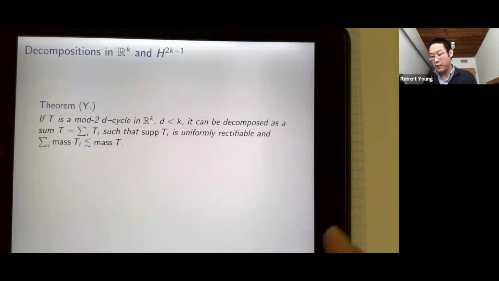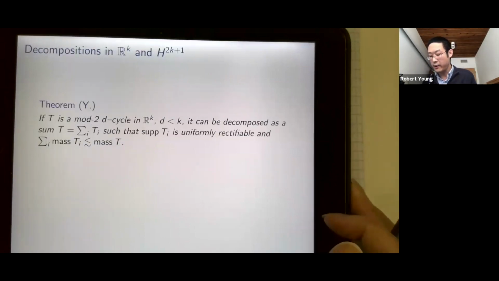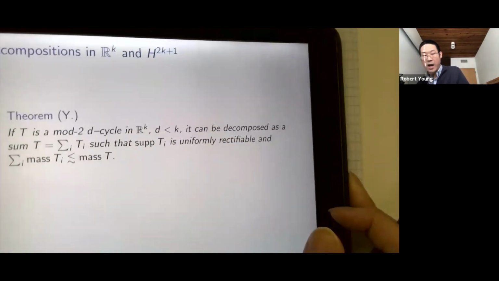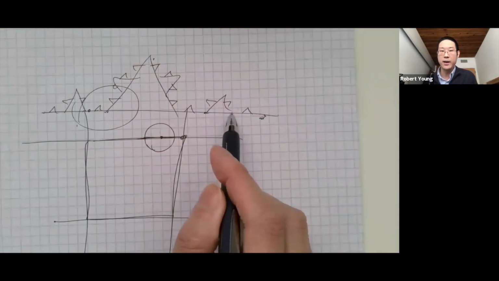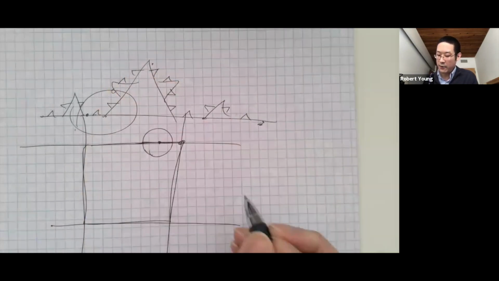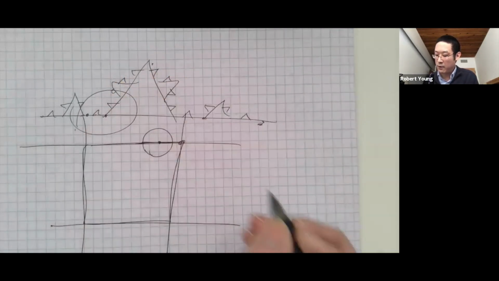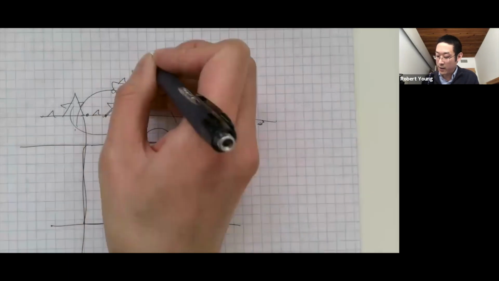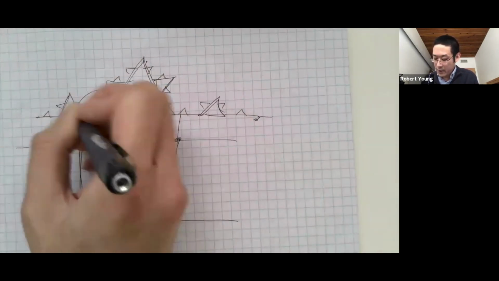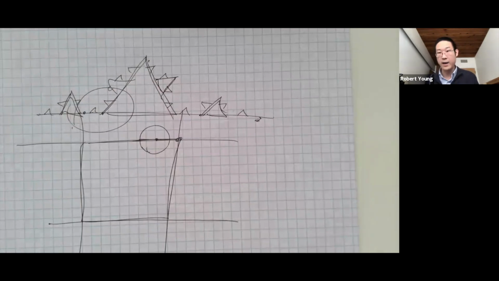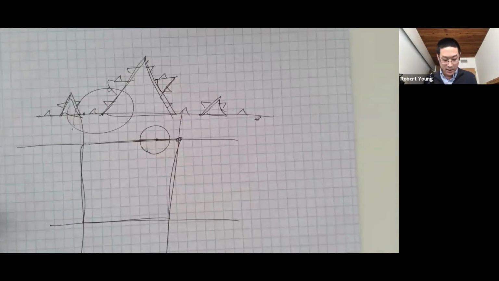This is based on a similar theorem in Euclidean space, that if you have some object in Euclidean space, no matter how complicated it is, you can break it down into uniformly rectifiable pieces. In this case, you can take that Koch snowflake and write it as a sum of all these little triangles, and all these little triangles are in fact uniformly rectifiable.